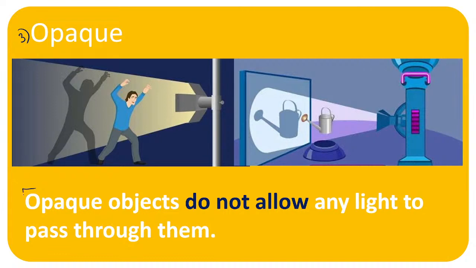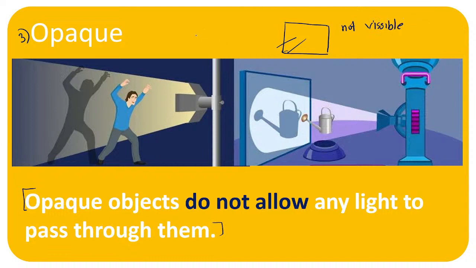Because they don't allow light to pass through them, you cannot see things through an opaque object. Suppose there is a wall over here, of the house. Can you see the things on the other side of this wall? Of course, those things are not visible. Yes or no? The things are not visible through this.